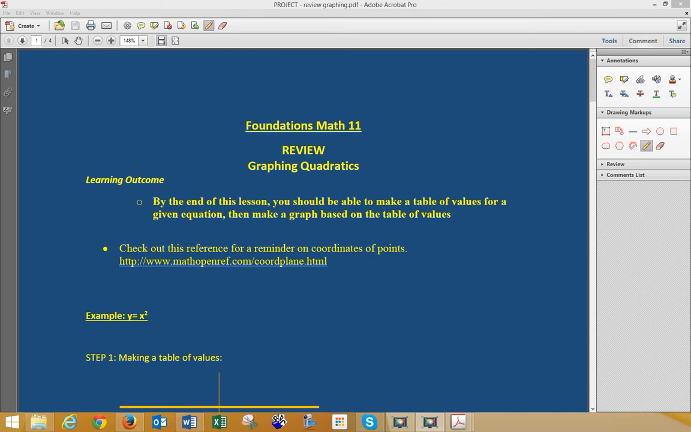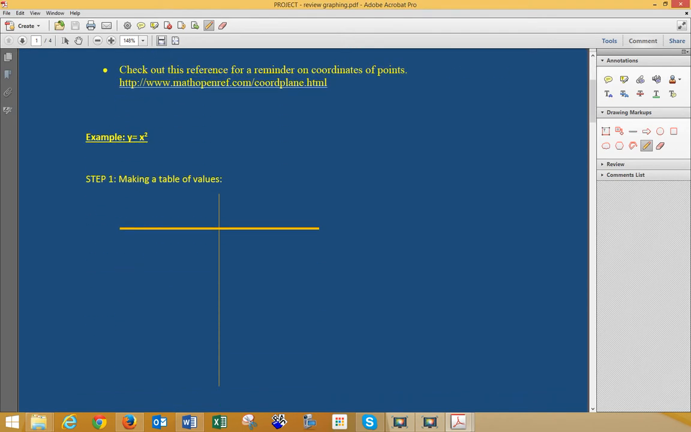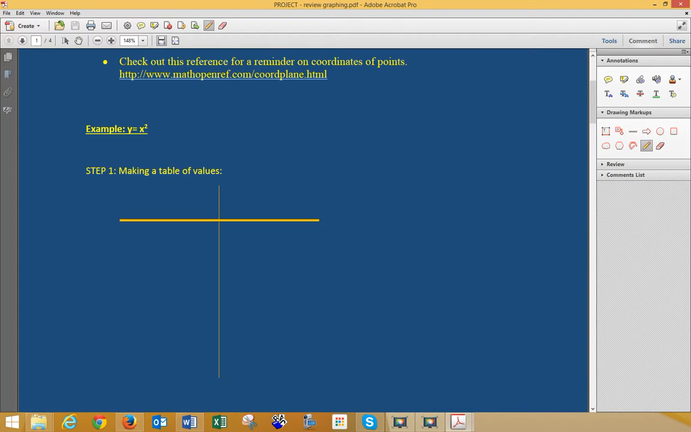So in this review, we're just going to look at how to graph equations, specifically quadratics, as that is how it applies to this unit. So our first example here is just the simple y equals x squared. The first thing you'll want to do before graphing is to make a table of values.